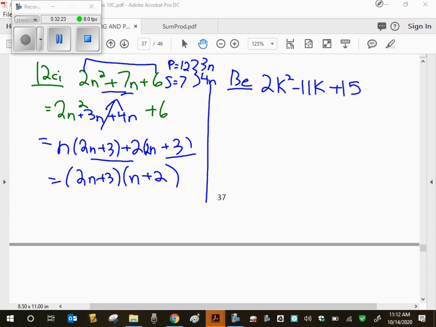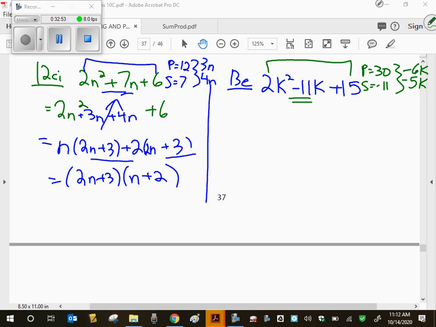Okay, let's move to 13E. I like it. A little more challenging. You got a positive product and a negative sum. You should automatically think two negative numbers. What two numbers multiply to 30 and add to negative 11? Somebody? Hardest one we've done so far today. Good. Negative 6k and negative 5k.